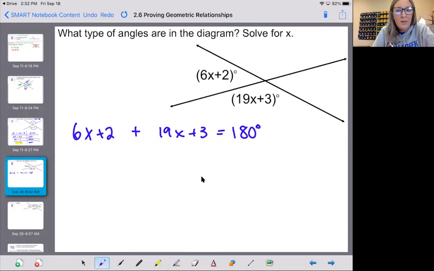So don't set them equal to each other. They don't even look equal, right? We've got this little one here, and we've got this larger angle here. They are not equal. I'll tell you, every year people set these equal. I'm like, they don't even look equal, man.